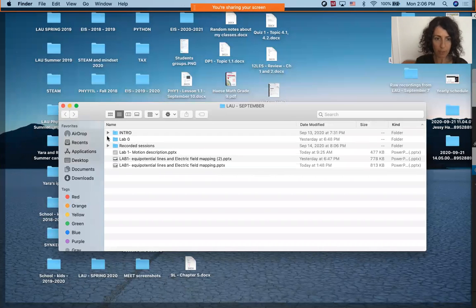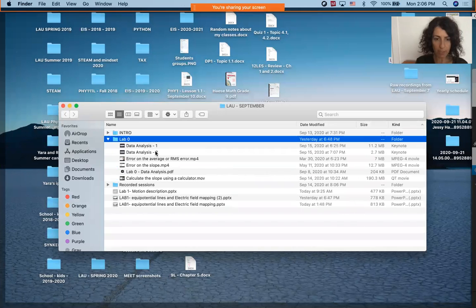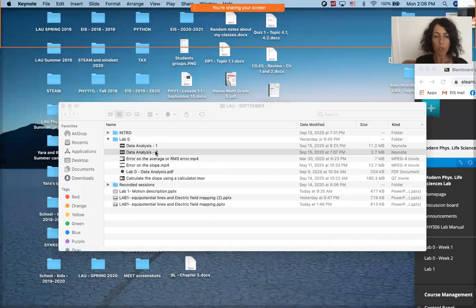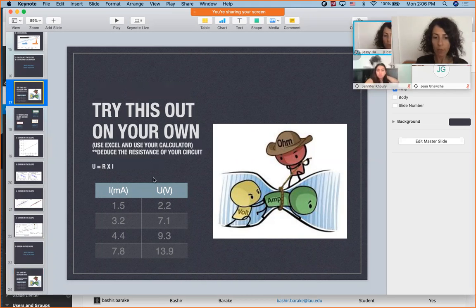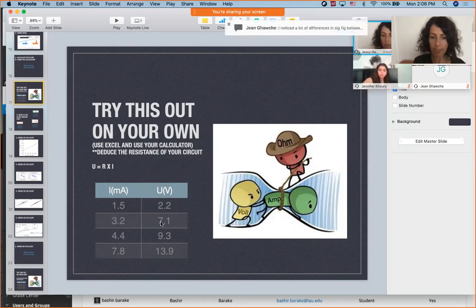Yes, lab 0. Let me open data analysis 2 and check what you were supposed to do, although I modified this slide a little bit for the other classes. You were supposed to do linear regression for those values and find R. I'm going to ask everyone in this room. I did not check who's attending, but I will check later. Do you know how to plot on Excel and find the slope, and do it again on the calculator and get the same answer?